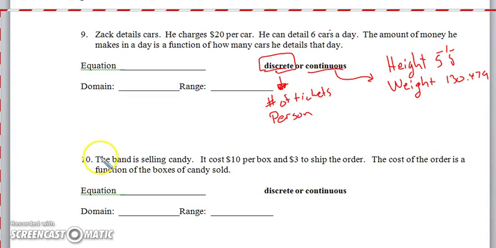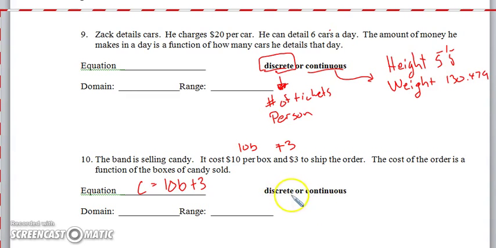So let's look at number 10. The band is selling candy. It costs $10 per box. All right, I see $10 per box, so I'm just going to do 10 times B. $3 to ship the order, so plus 3, right? The cost of the order is a function of the boxes of candy sold. Well, here's our equation. So the cost, C, equals $10 per box plus the $3 shipping.